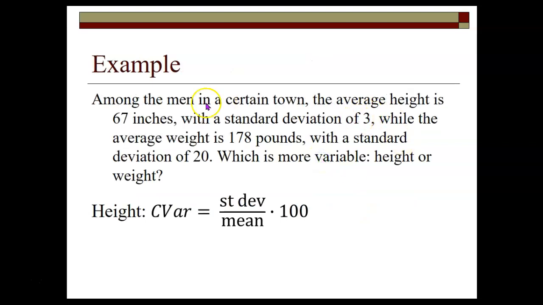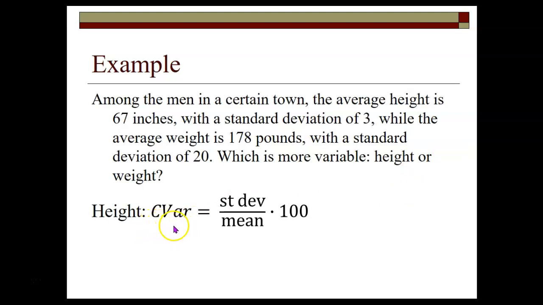So, for example, among the men in a certain town, the average height is 67 inches with a standard deviation of 3 inches, while the average weight is 178 pounds with a standard deviation of 20 pounds. Which is more variable, height or weight? Well, you can't just say that a standard deviation of 20 is bigger than a standard deviation of 3, because 20 is 20 pounds and 3 is 3 inches, and you can't really compare them. But you can calculate coefficients of variation for the height and the weight, and then compare those.